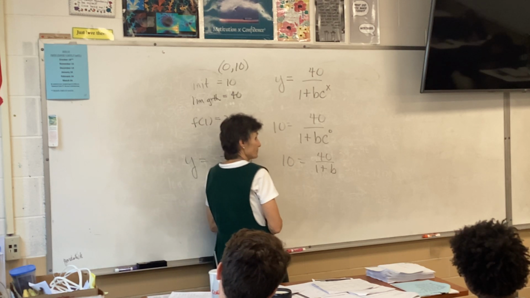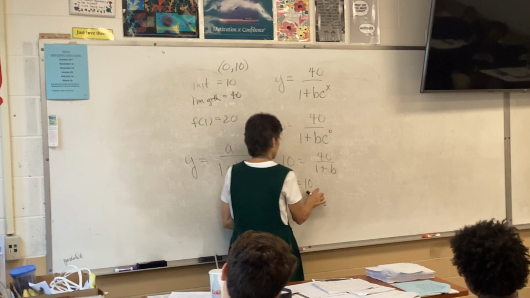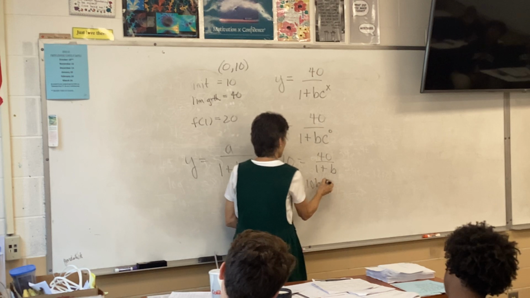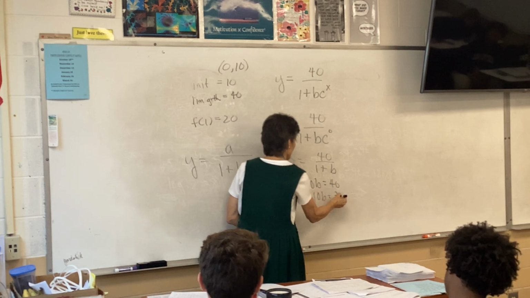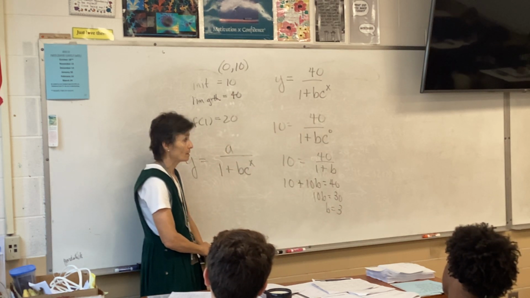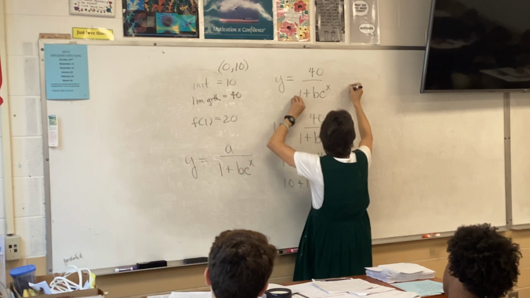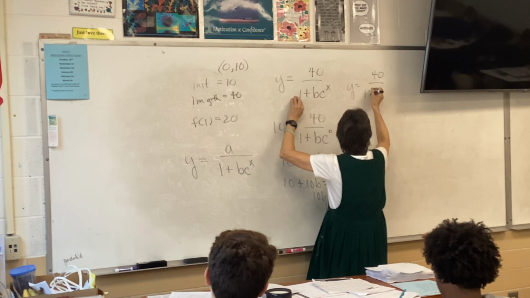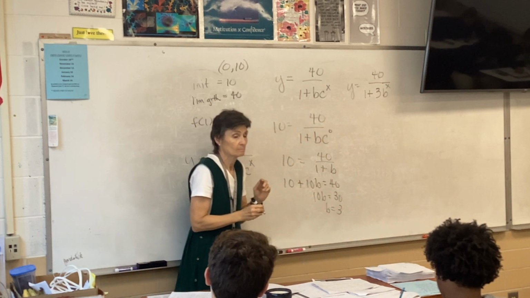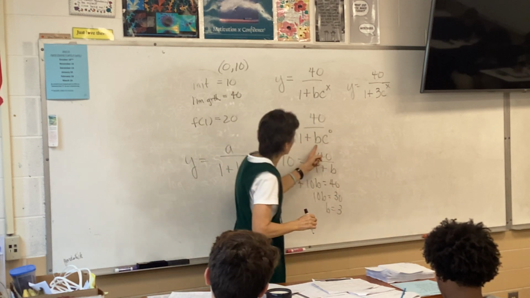Zoe said b has to be 3. Well, we can solve that or just use our brilliance like Zoe did. We have 10 plus 10b equal to 40. So 10b equals 30 and b equals 3. So now we go back to our original framework here. Now we have 40 over 1 plus 3 c to the x. Or not b, c to the x, sorry. I know b is 3.